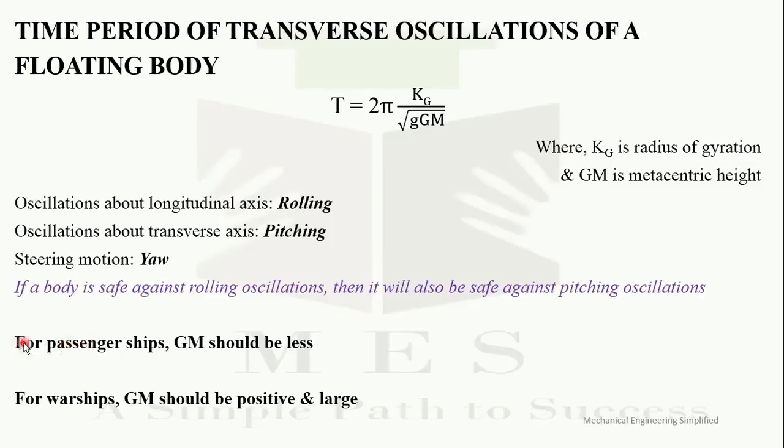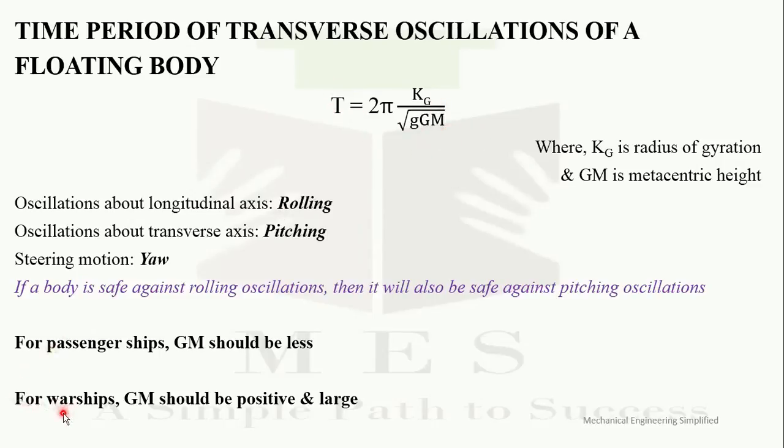Then for the passenger ships, the GM should be less, because in the case of passenger ships, comfort is the prime concern. For comfort, the time period of oscillation should be very high, because the frequency of oscillation is inversely proportional to the time period, and for the passenger ship where comfort is the prime concern, the frequency should be less, and the frequency should be less means the time period should be more. You can see that GM is inversely proportional to T, and T should be more, that means the GM should be less.